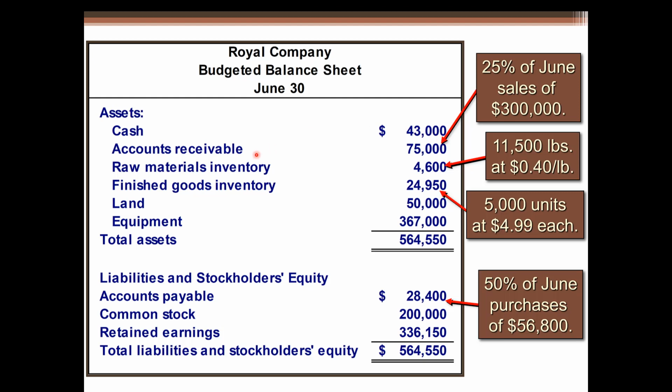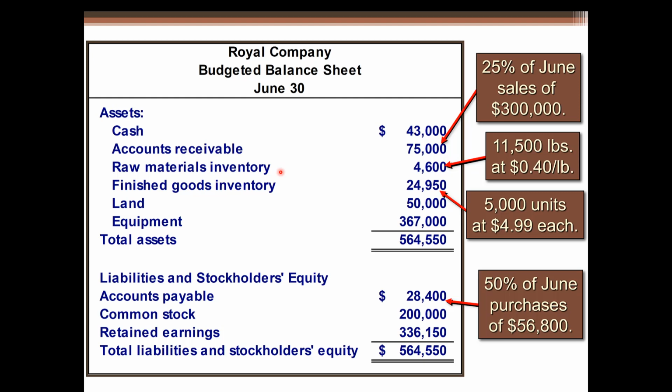Accounts receivable. We need to calculate the accounts receivable balance. Remember, for sales, 75% will be collected in the same month. 25% will be collected in the following month. So for June's sale, $300,000, 25% has not been collected, and this is a balance of accounts receivable. We calculate $300,000 multiplied by 25%, and then we can get 75,000. This is accounts receivable balance.